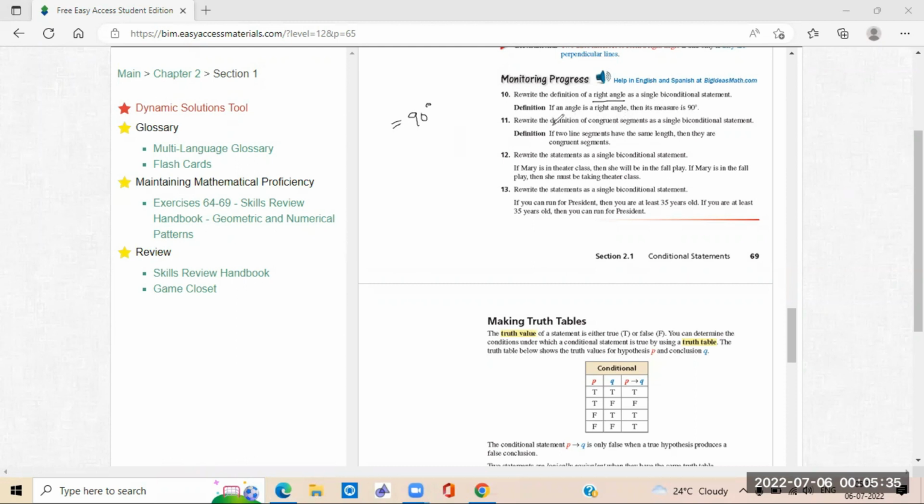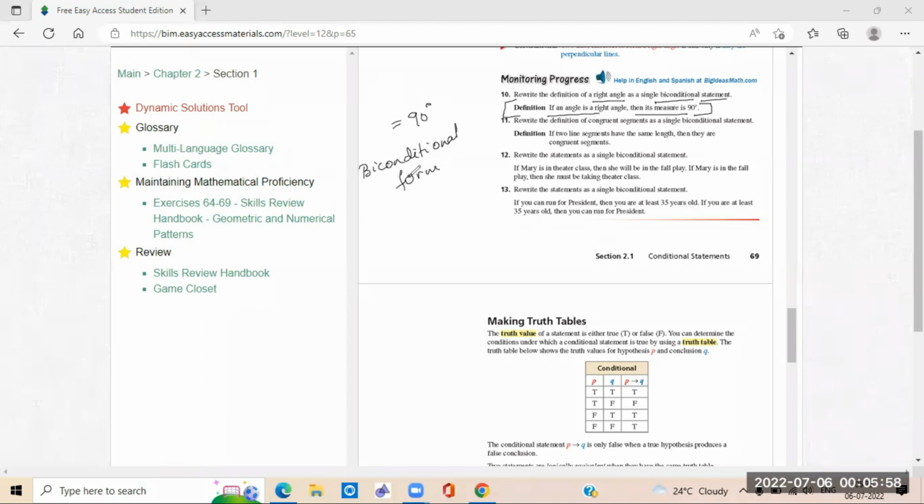Now you have to rewrite this as a biconditional statement. So how will you write this? Can you tell me, Sanvi? The definition is given in if-then form of the statement, and you can write it in the biconditional form. How will you write this?